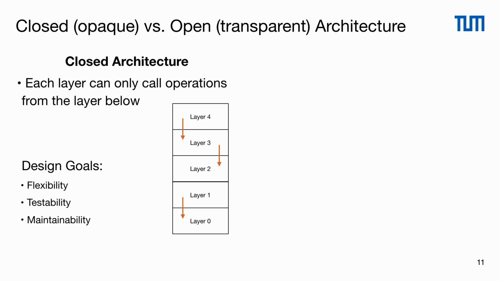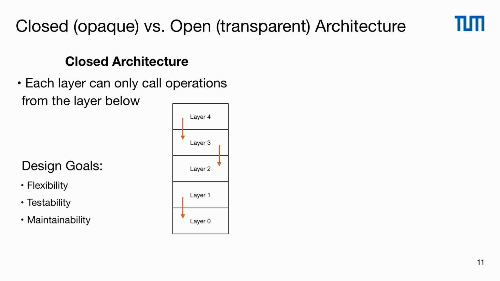There are 2 variants of the layer pattern, a closed one and an open one. So what is the difference? In a closed architecture, each layer can only call operations from the layer directly below. As you can see in the graphic, layer 4, for example, can only call the operations of layer 3, whereas layer 3 can only call the operations of layer 2. By applying a closed architecture, we can achieve the following design goals.